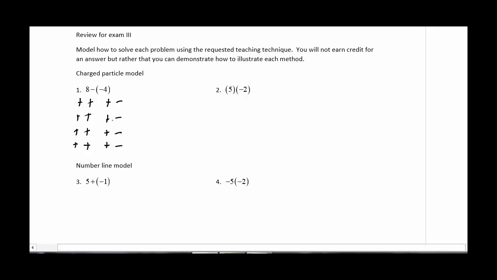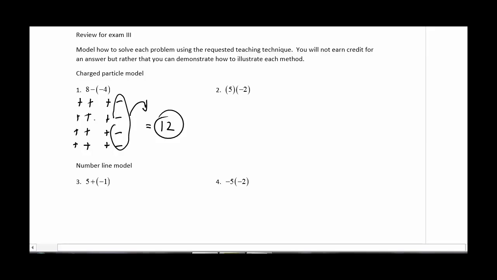Okay, so now I have the ability to take away negative 4. So in my drawing, I would indicate that I'm going to group the negative 4 and take it away. And then I'm left with the 12 positive charges. So 8 minus a negative 4 is 12 using that illustration. So what I'm looking for is that actual picture on something like this.